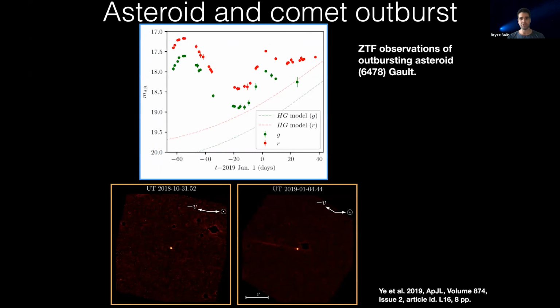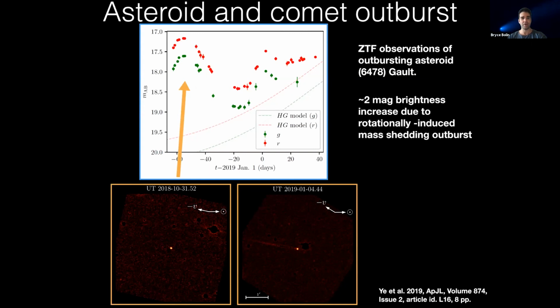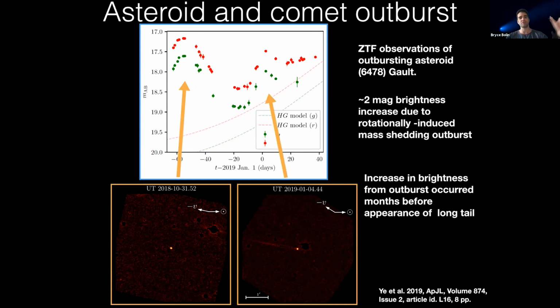Now, the last bit of variability comes from outbursts, a different kind. It's not due to rotational variability, but due to some kind of special outburst event in the asteroid. This case was seen for an asteroid by ZTF, where it had an outburst of more than 2 magnitudes. Following that, it had a stellar appearance, but then about 60 days later, you had the growth of a tail. So you had an outburst of dust, and it took 60 days for that dust to become resolved as a tail. But this is kind of a special case.